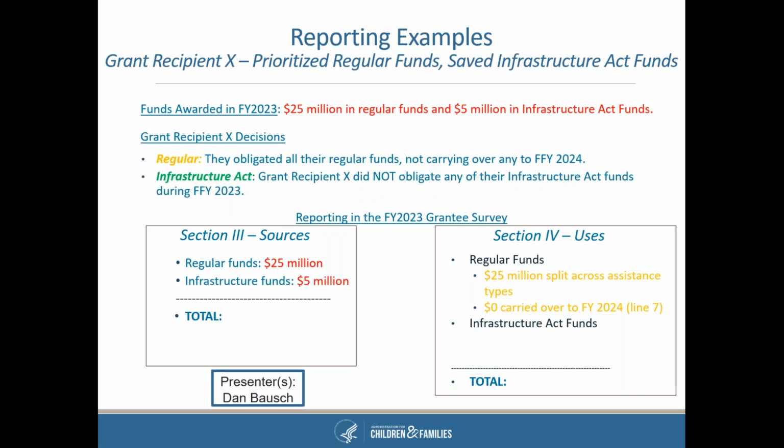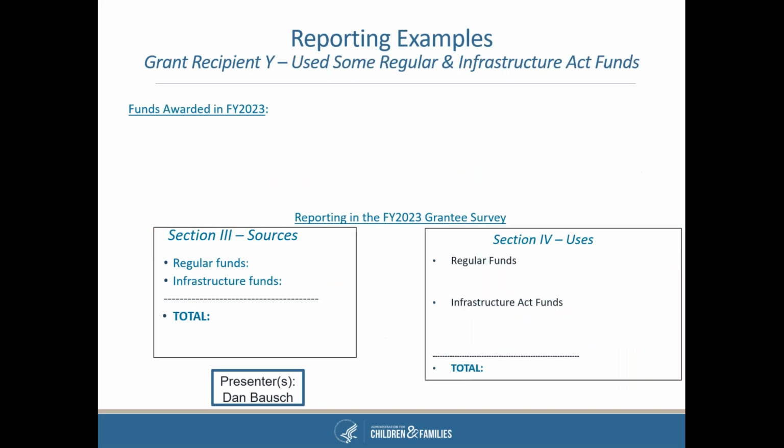For the infrastructure funds, they did not end up obligating any of those funds during federal fiscal year 2023, which means that they're carrying them over to 2024. So they would report all 5 million on the carryover line. So when we add up the totals in both Section 3 and Section 4, we're seeing that consistency that Melissa was mentioning of 30 million in both places. So all the available funds that could be obligated or carried over, they've reported on how they've obligated them or carried them over in Section 4 on the right. So this is one example.